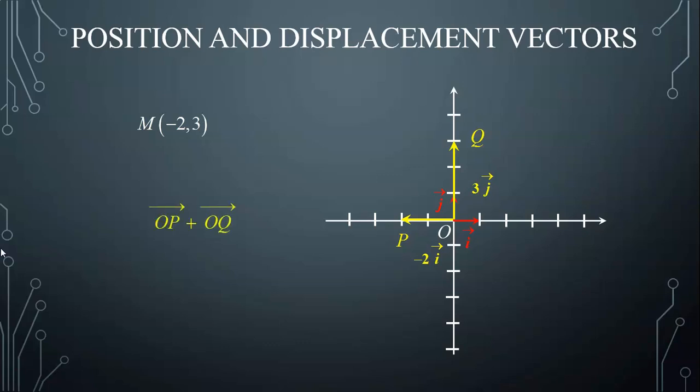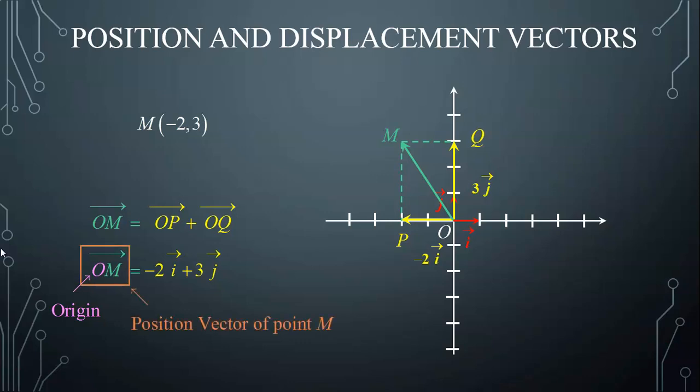What is the sum of vectors OP and OQ? By the parallelogram law, the sum would be vector OM, where M is the fourth vertex of the parallelogram. Then vector OM can be written as -2 times the vector i plus 3 times the vector j. And O being the origin of the system, vector OM defines the position vector of point M as it defines the position of M with respect to the origin O.